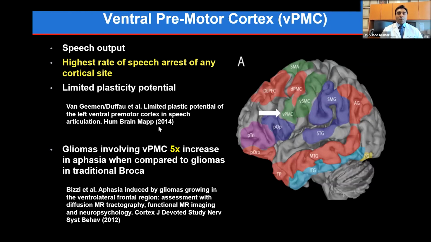Defoe et al. has noted that this area has the highest rate of speech arrest for any cortical site, and it has very limited plasticity potential. In addition, Bizzi et al. noted that gliomas involving the ventral premotor cortex, again, this area, have a five-times increase in aphasia when compared to gliomas involving traditional Broca's area. So it is very important to localize this area to determine if it's involved by glioma or not, and to spare this area.